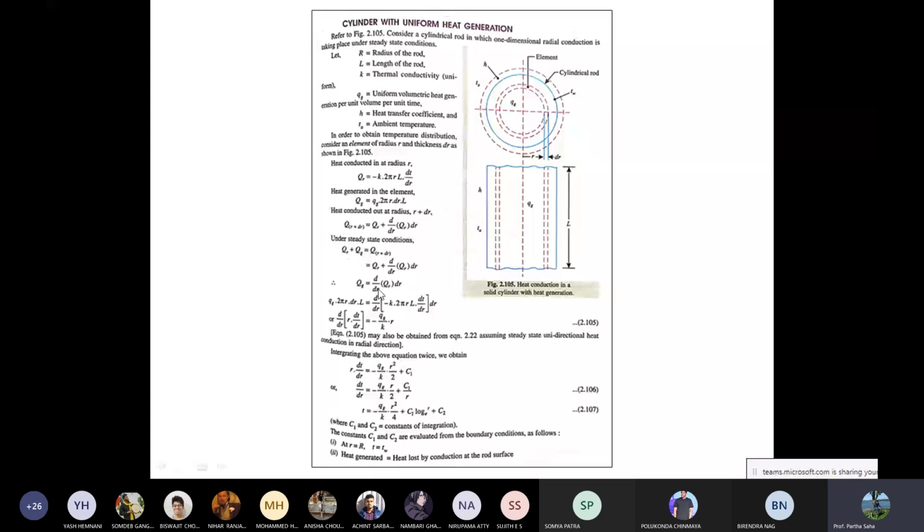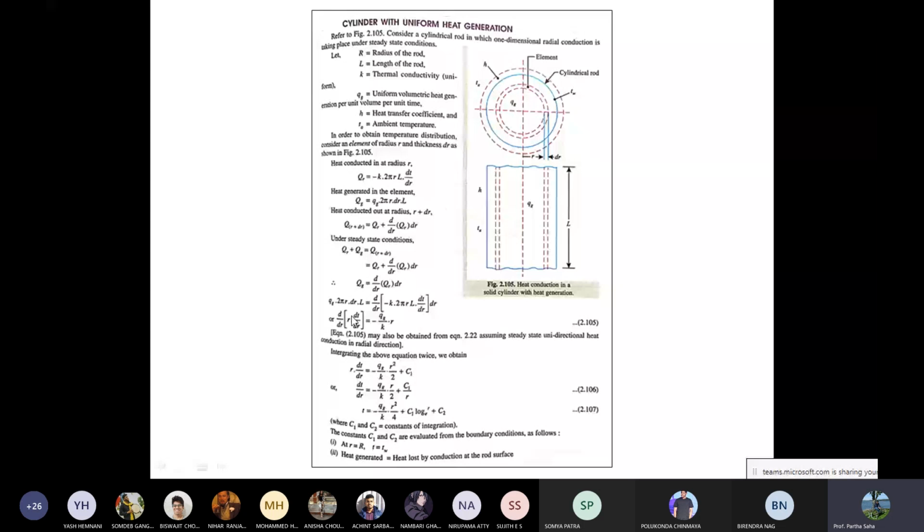Now QG we have already derived as QG times 2 pi r dr dL. We substitute that value. d by dr again, Q_r also we have derived. We substitute this value. Then rearranging the terms, we get d by dr of r dT by dr equal to minus QG by K into r. I hope you understand up to this point, right? We are just rearranging the terms, right?